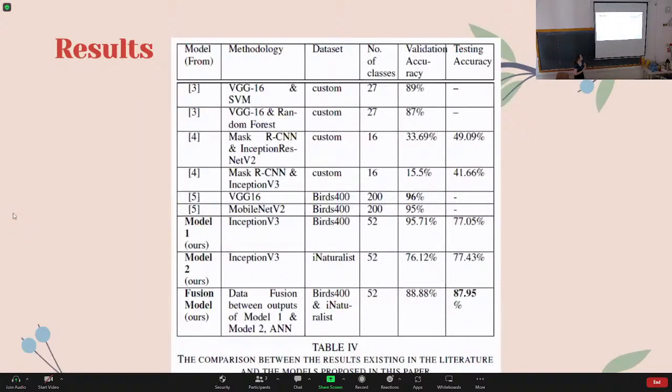In the end, we aim to compare our results with the ones already obtained in the literature, and we can see that our model performed better than the random forest, but a little bit lower than the support vector machine. Another interesting comparison is between article 5, which uses the CUB-200 dataset, and our Model 1 on the same dataset. We can see that the accuracy is similar, but they use 200 classes, and in our case it is 52. So maybe the VGG16 performed better in their situation.